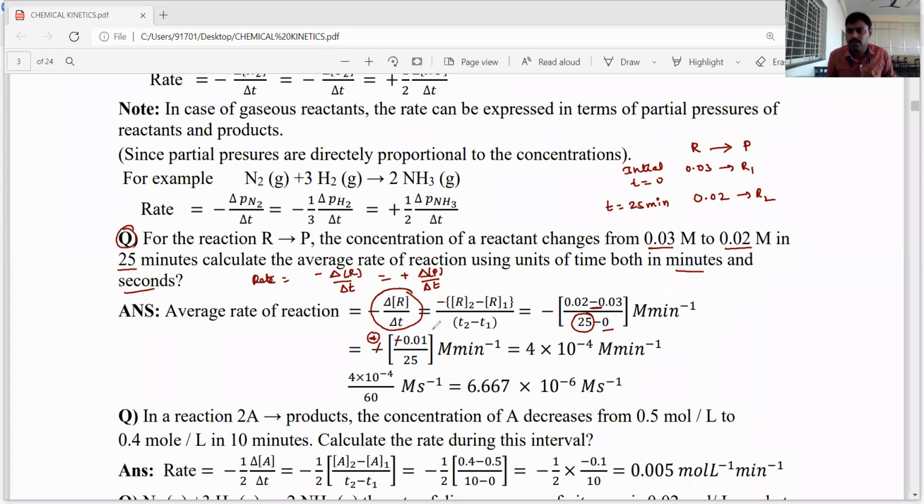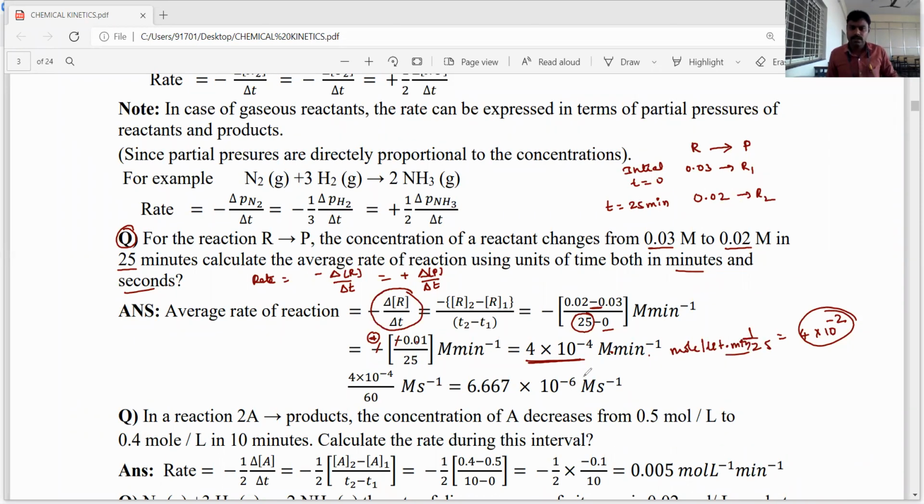0.01 is nothing but 10 to the power of minus 2. 1 by 25 is nothing but 4 into 10 to the power of minus 2. Already 10 to the power of minus 2 is present, so it equals 4 into 10 to the power of minus 4 molar per minute, or mole per liter minute.